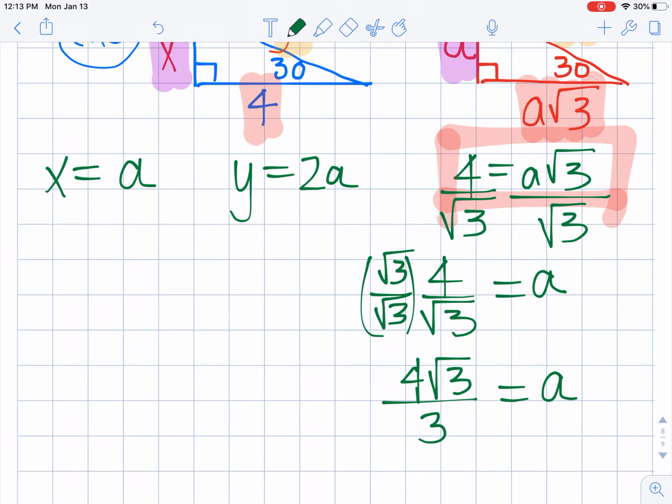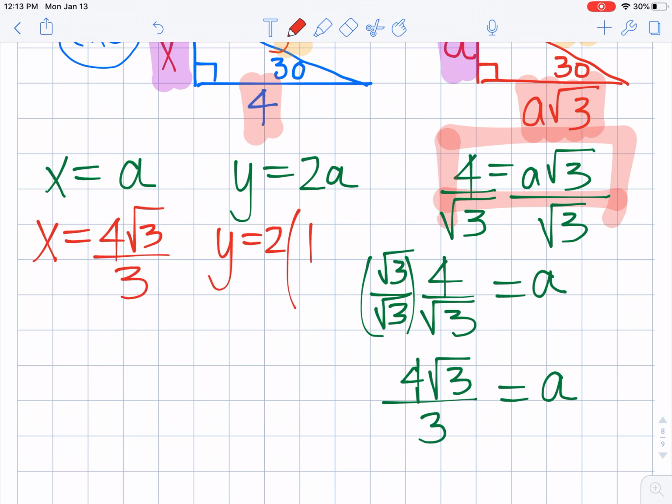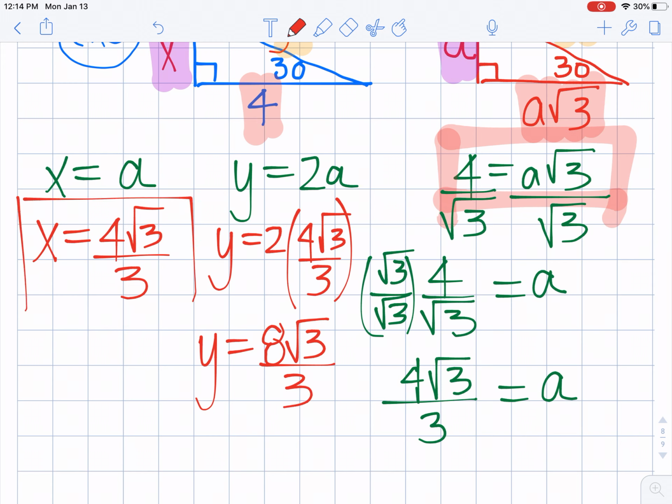So now wherever I have an a, I replace it with 4 times the square root of 3 over 3. So x is equal to 4 times the square root of 3 over 3. And y is equal to 2 times 4 times the square root of 3 over 3. And when I multiply my fractions, I multiply my tops. So 2 times 4 times the square root of 3 is 8 square root of 3 over 3. So here's my answer for x and y.